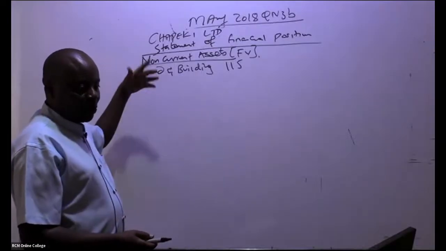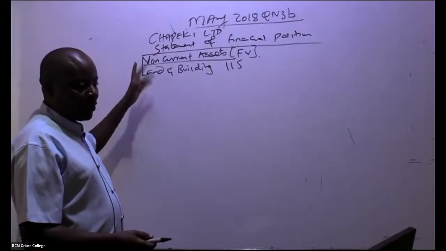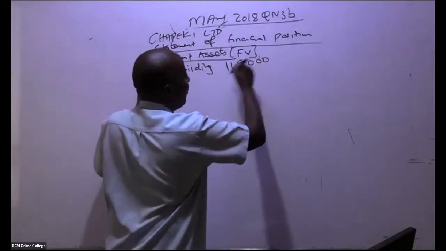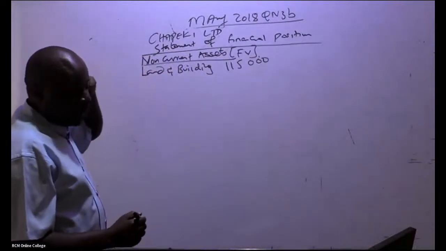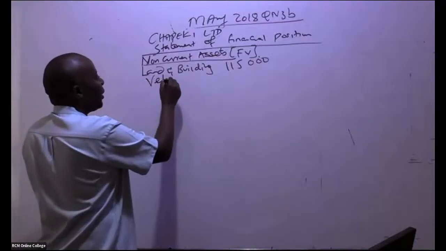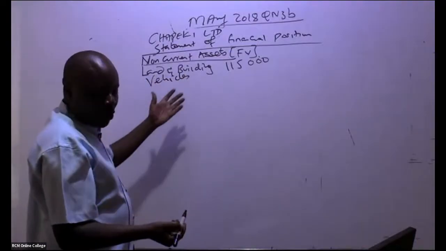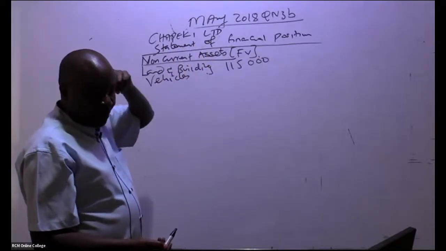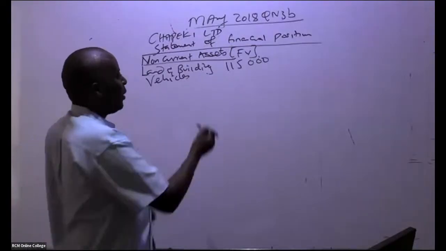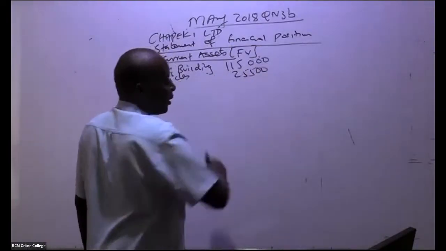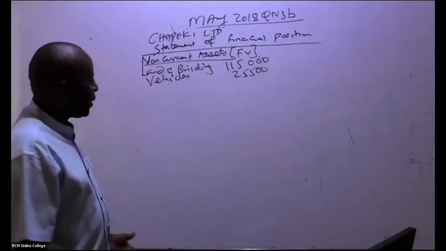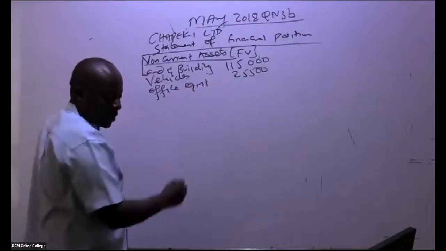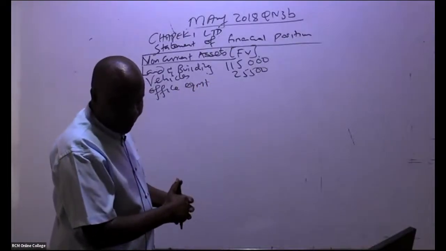So we have the statement of financial position, Chapeki Limited. Non-current assets, fair value. Land and buildings, we have 115,000, I'm told. Thank you very much. The other asset that we have there are vehicles. Fair value, these are free marks. So vehicles, how much do we have here? 25,500. So that you can move with speed, from your past paper, the next one is office equipment. We have 43,500.